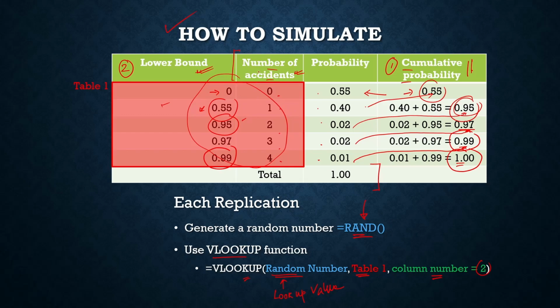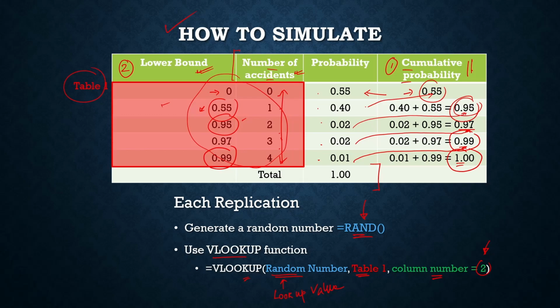Because you are trying to pull the number of accidents, or actually the outcome, these things. So the VLOOKUP function will return you these things. So in table 1, this is column number 2, and therefore always the reference is column number 2. So if you have understood this much, you are ready to simulate in Excel.